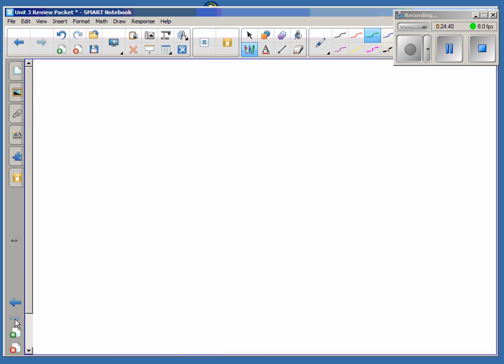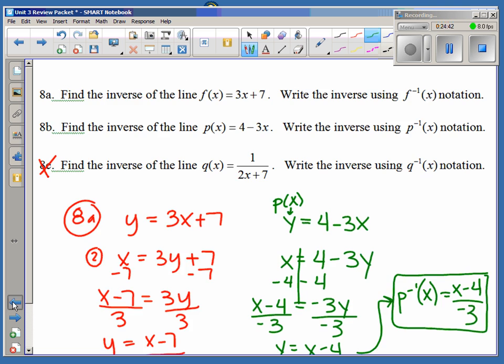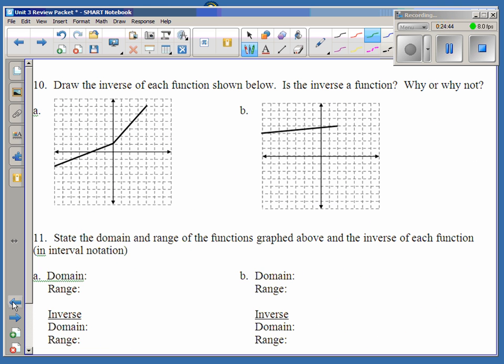All right, now I can jump to 10 since I already did number 9. The last ones are inverse as well, except now I have to do a graph. And the easiest way to do a graph is pick your key points. What I mean by that is your endpoints and any point where the graph turns.